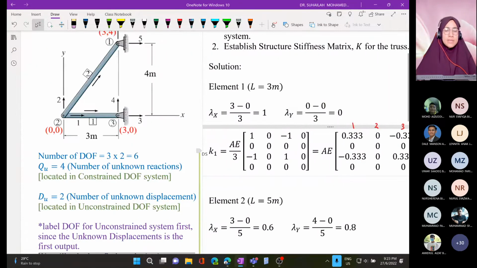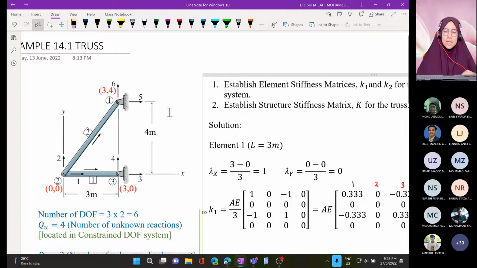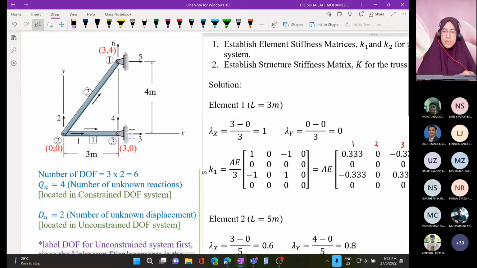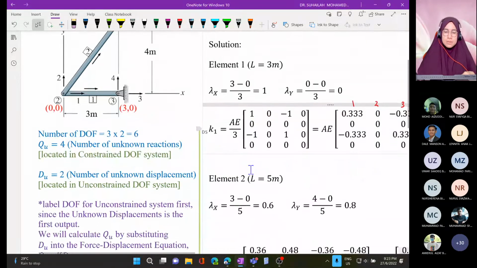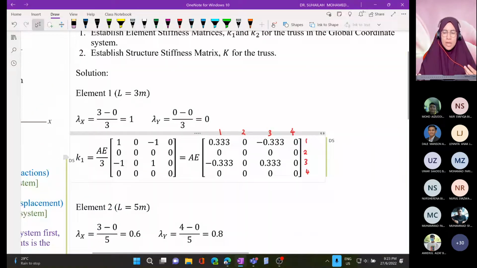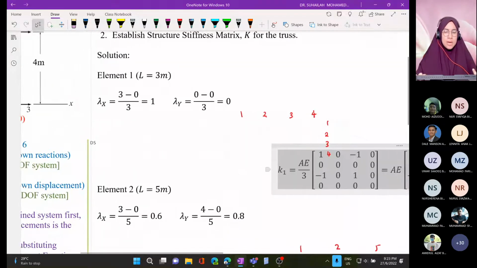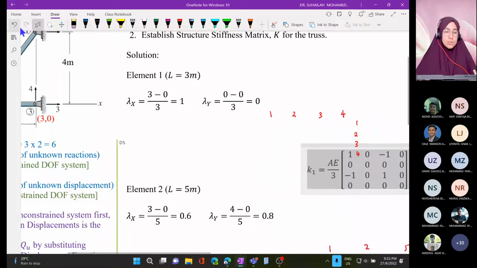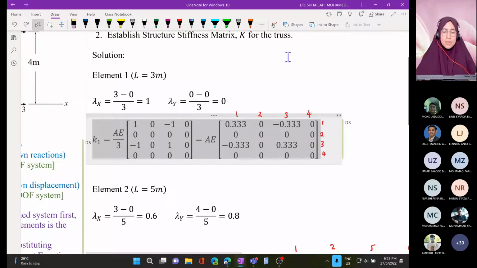Okay, so I have discussed this. Check back the video, I have discussed it. This one is an example given in the textbook, Example 14.1. So this is the question. Okay, step tadi lah, K1, K2, because there are only two members here, two elements here.